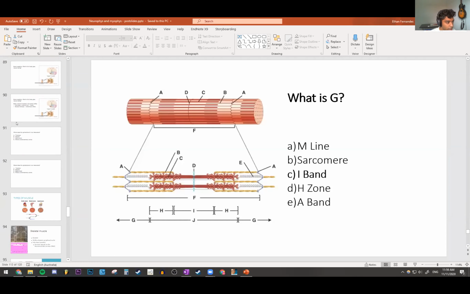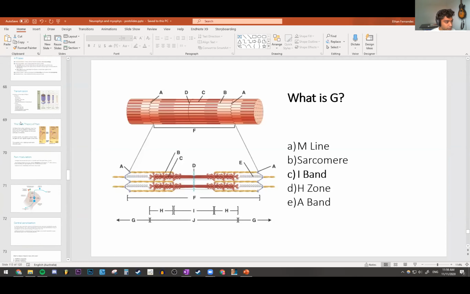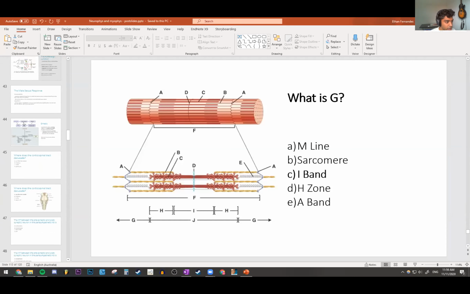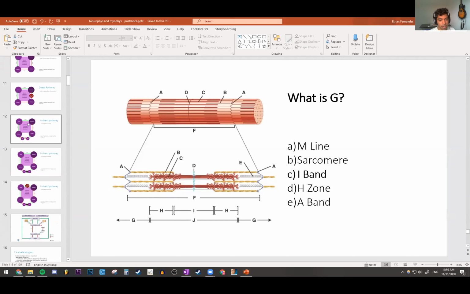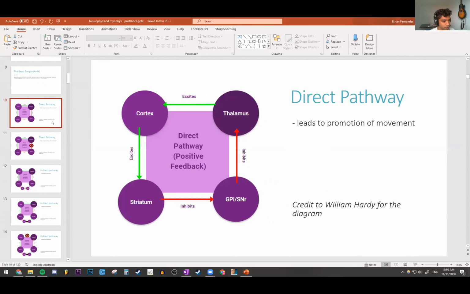So I stress a lot about the indirect and direct pathway. Don't need to stress about it. The main thing is obviously, as I said, direct pathway increases movement, indirect decreases movement. And once you understand disinhibition, it's a lot easier to understand. So disinhibition is when you inhibit the inhibition.